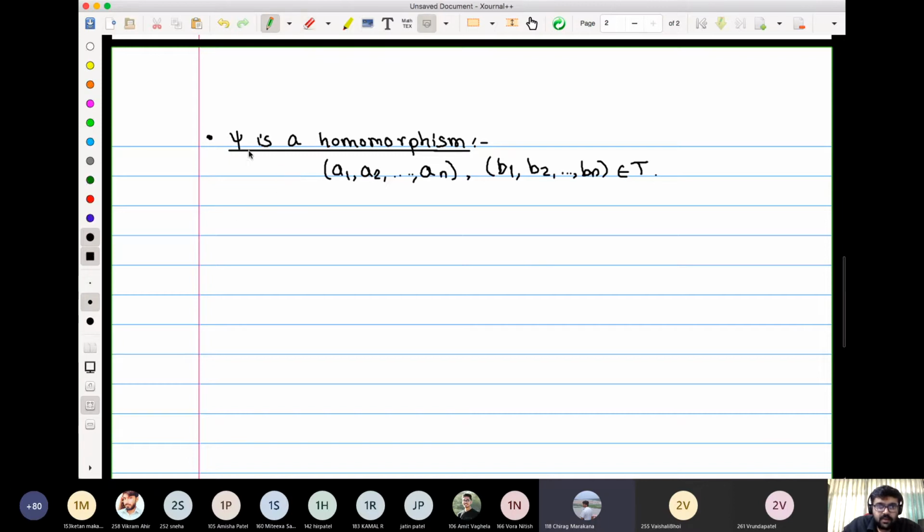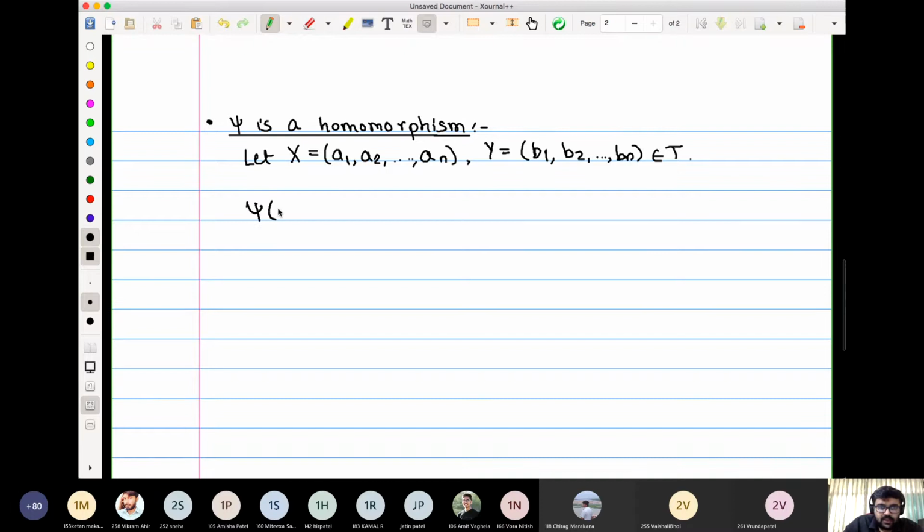Okay, the product of both elements. If you want good notation, let us call this X and let us call this capital Y. We use this notation just for simplicity. So psi of xy. We have to show psi of xy equals psi of x psi of y. So psi of xy equals psi of, I write x first, A1, A2, up to An, and y I can write as B1, B2, up to Bn. Okay, yes, bracket closed.